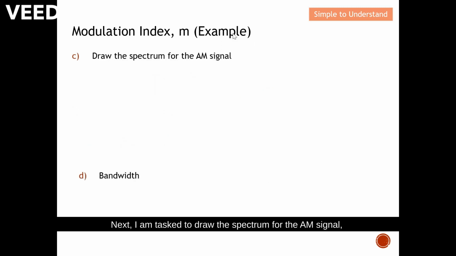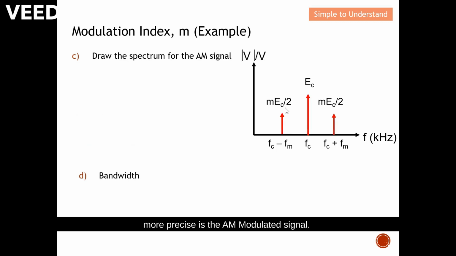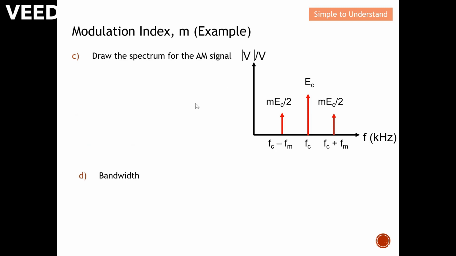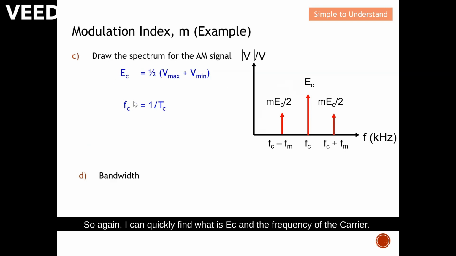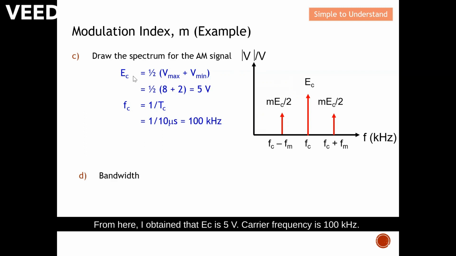Next, I'm tasked to draw the spectrum for the AM signal, more precisely the AM modulated signal. This is how the AM modulated signal looks in the frequency domain. This is double sideband full carrier, because you see that there is still a carrier over here. From here, you see that there are two unknowns: one is EC, another is FC, the frequency of the carrier. Again, I can quickly find EC and the frequency of the carrier. I obtain that EC is 5 volt and the carrier frequency is 100 kilohertz. So I can substitute into the diagram here. EC is equal to 5.